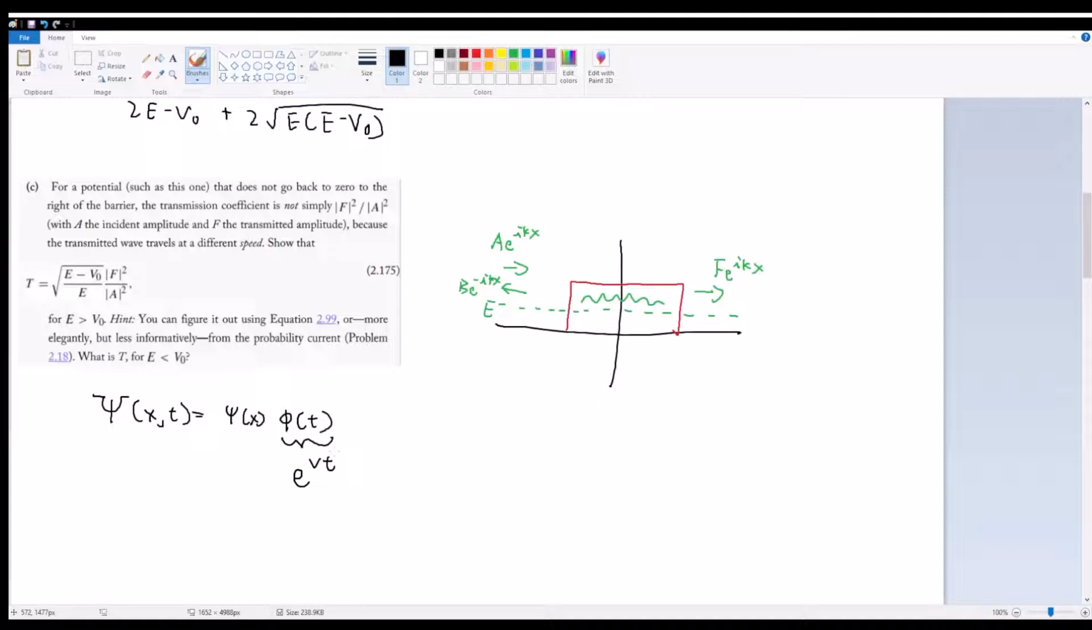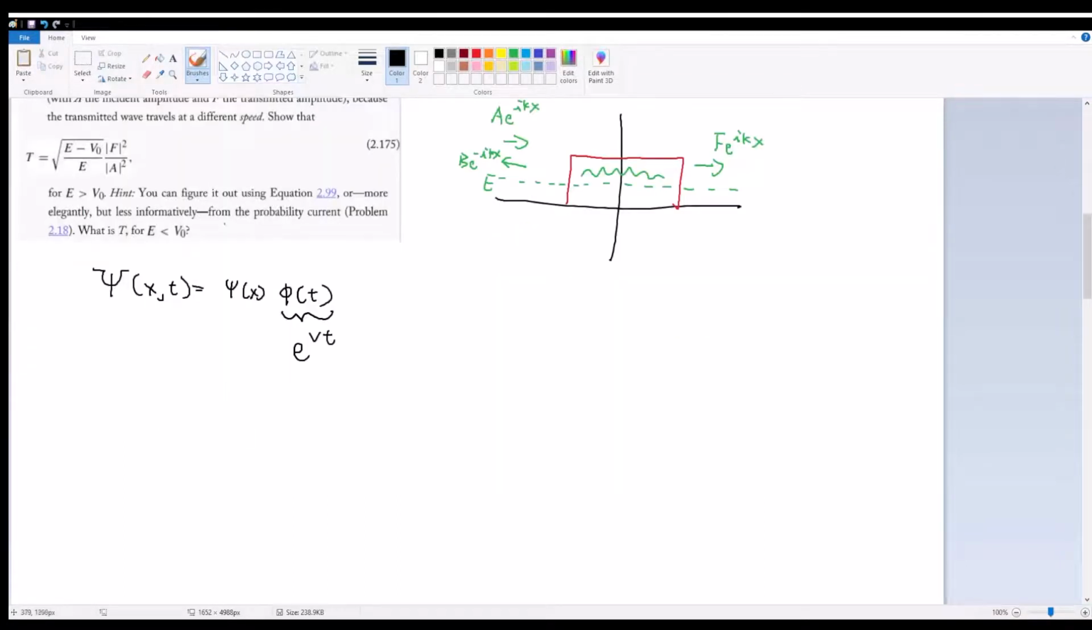So we want to show that instead there's this extra factor of the square root of e minus v naught over e in front of it for e greater than v naught. And we're told to use the probability current. So for reference, we calculated the probability current back in chapter 1, I believe, and it was that the probability current for a wave function was defined as i h bar over 2m times psi d psi star by dx minus psi star d psi by dx. And by probability current, we mean, how much of the probability density is moving in a given direction over time.